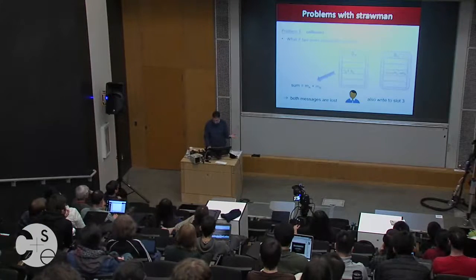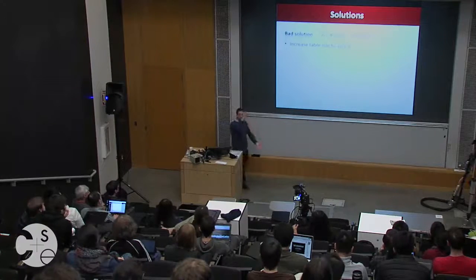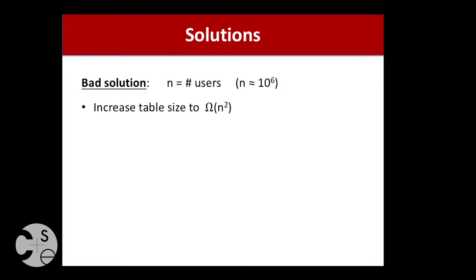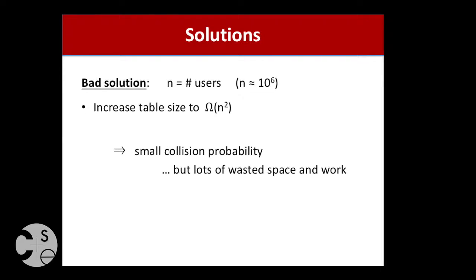So the obvious way to deal with collisions is what? Yeah, make a big table. If you have n users and the table is of size n squared, then you're not going to have collisions by the birthday paradox, the birthday bound. So if you have 10 to the 6 users, that means the table is going to have to be of size 10 to the 12. That's not great. That's a really big table. So that doesn't work. Don't do this. But it turns out there's a much better solution using coding.